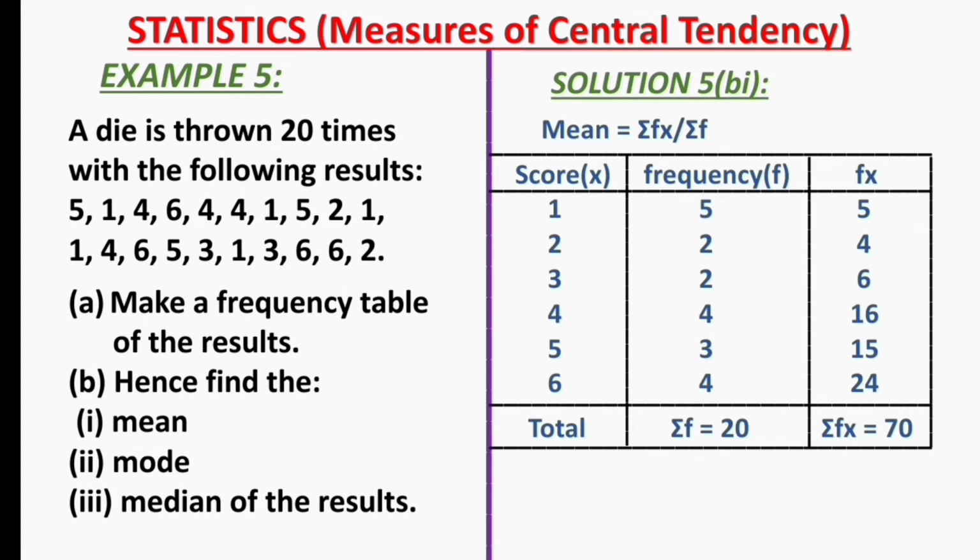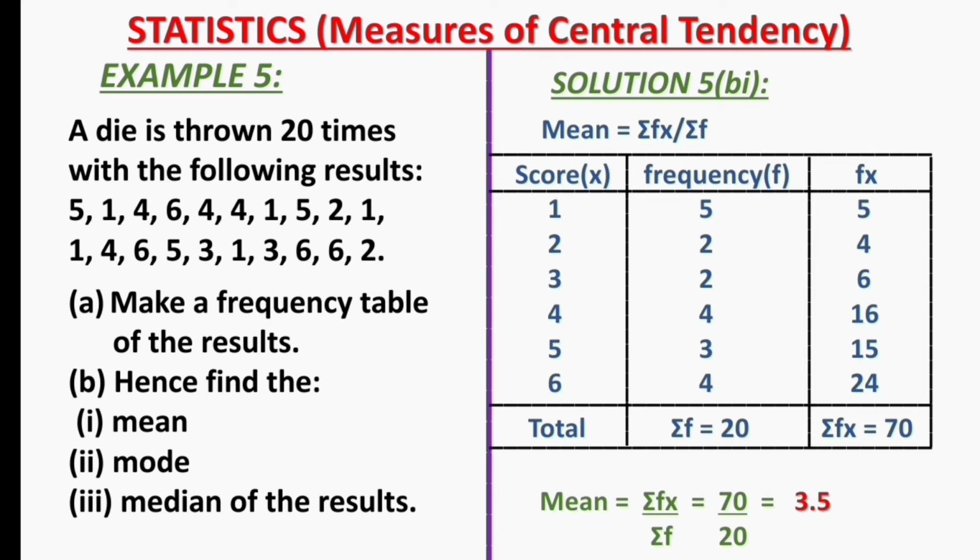Now, following the formula for the mean, which is sigma fx divided by sigma f, if you divide the value for sigma fx, which is 70, by the value for sigma f, which is 20, what will be the answer for the mean? Let's see if you are right. From calculation, the mean, which is sigma fx divided by sigma f, becomes 70 divided by 20. So the mean is equal to 3.5. I hope you got this answer correctly.